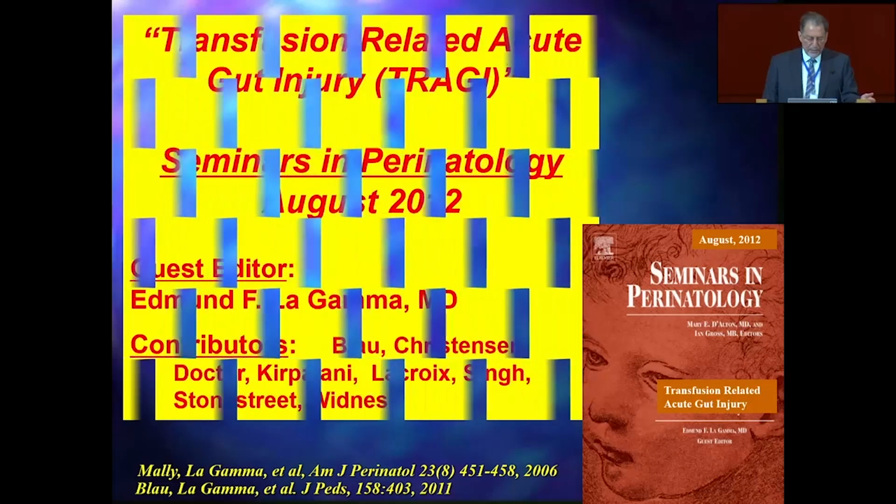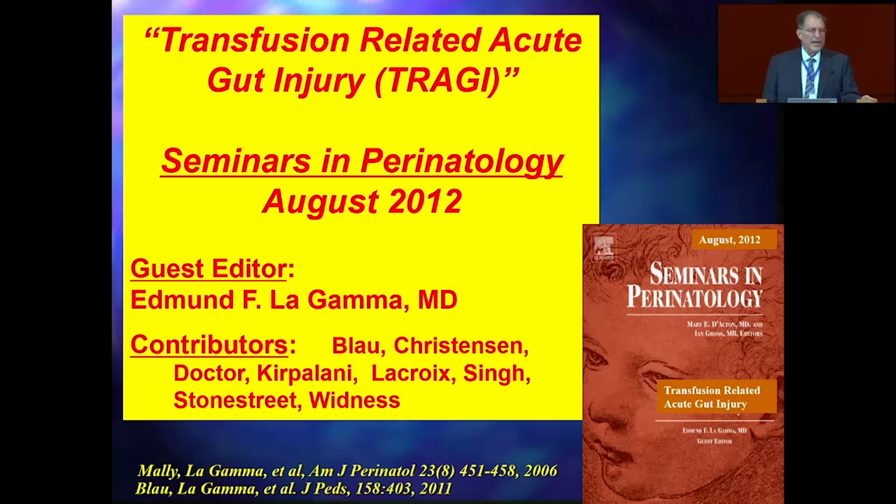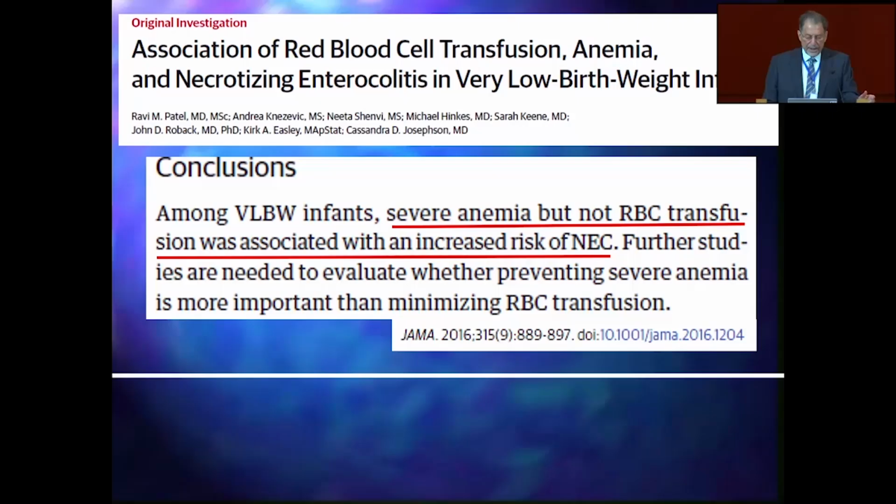So there's something else. So then we started going back and looking at transfusions to see if there's any pattern. What we found, and this is Seminars in Perinatology I edited, but we published the paper, first one in 2006, in the American Journal of Perinatology, showing that there was a temporal association between giving the transfusion and NEC only in babies who are also anemic. Now this created a bit of a storm of interest.